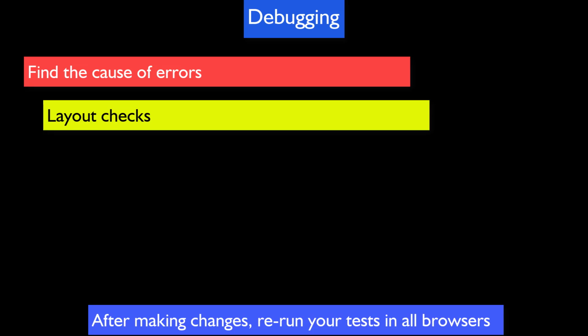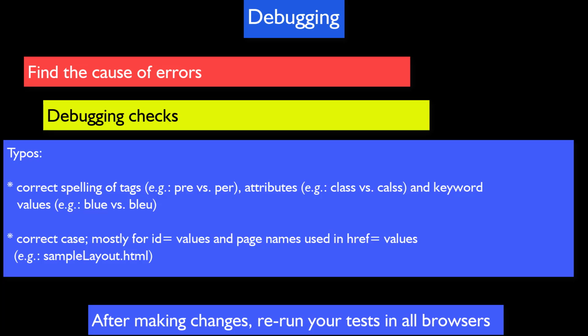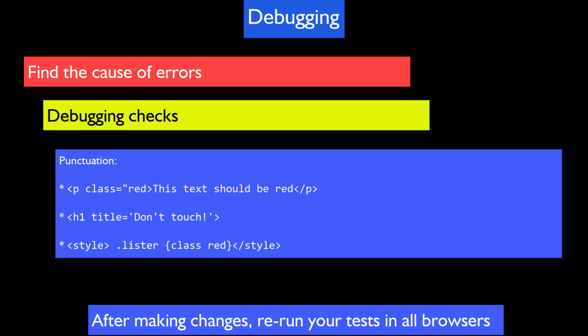Now some debugging checks. First, typos. Check for the correct spelling of tags, attributes, and keyword values, such as the names of colors. Check for correct case. Now most things in HTML and CSS are case insensitive, so this is mostly for ID values and page names used in href values. Punctuation can be a killer. Have you closed your open quotes? Apostrophes in text can sometimes be treated as quotes, and you may need to code &apos; to get the effect of an apostrophe. Missing colons and semicolons can render attribute values unrecognizable to your browser.